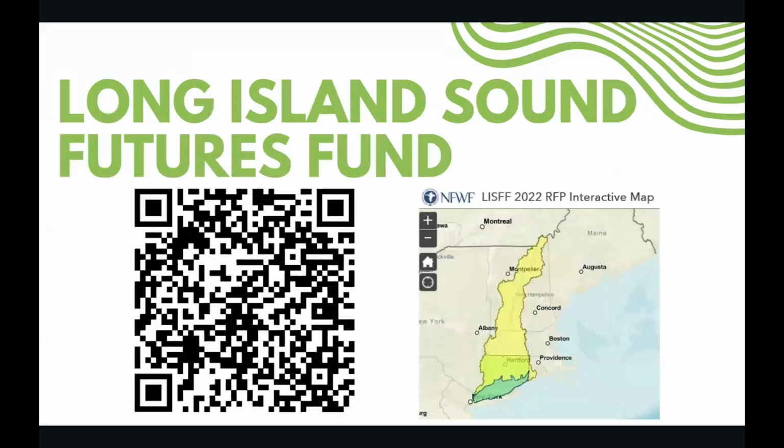A place you can start to do your research is the Long Island Sound Futures Fund. The EPA, New York, and Connecticut form the Long Island Sound Partnership, which grants funds for many watershed-based projects that help keep the sound healthy.